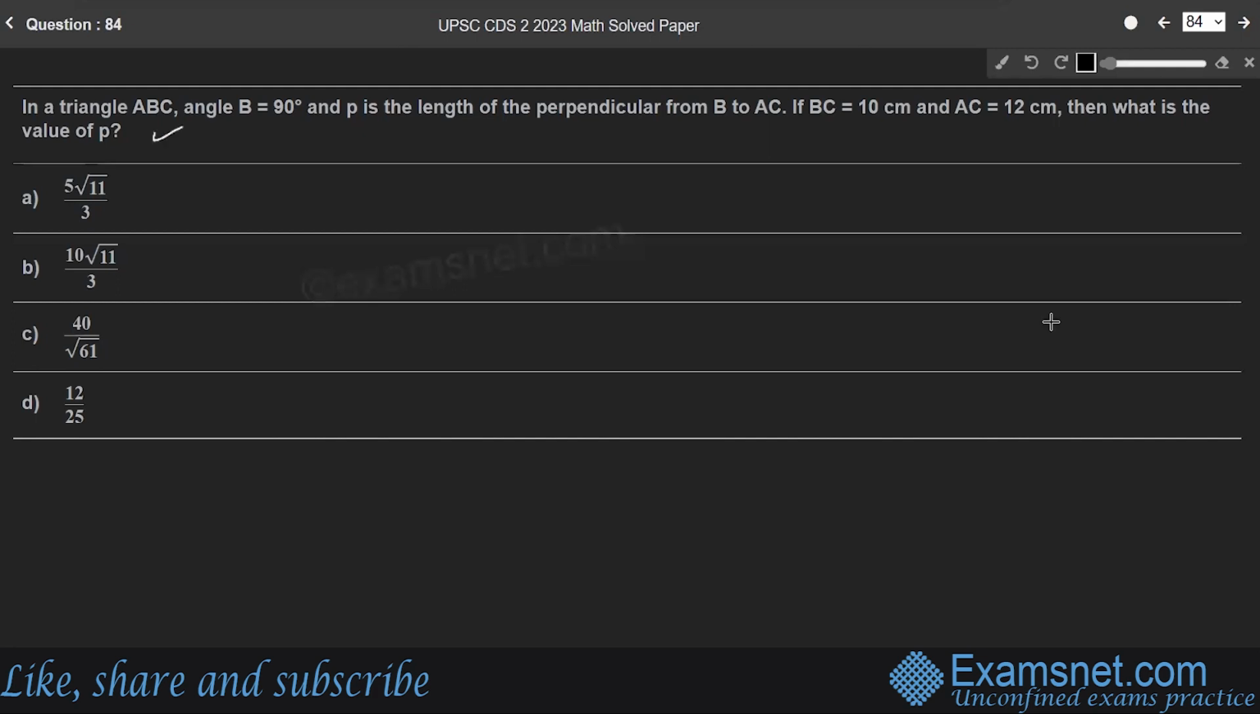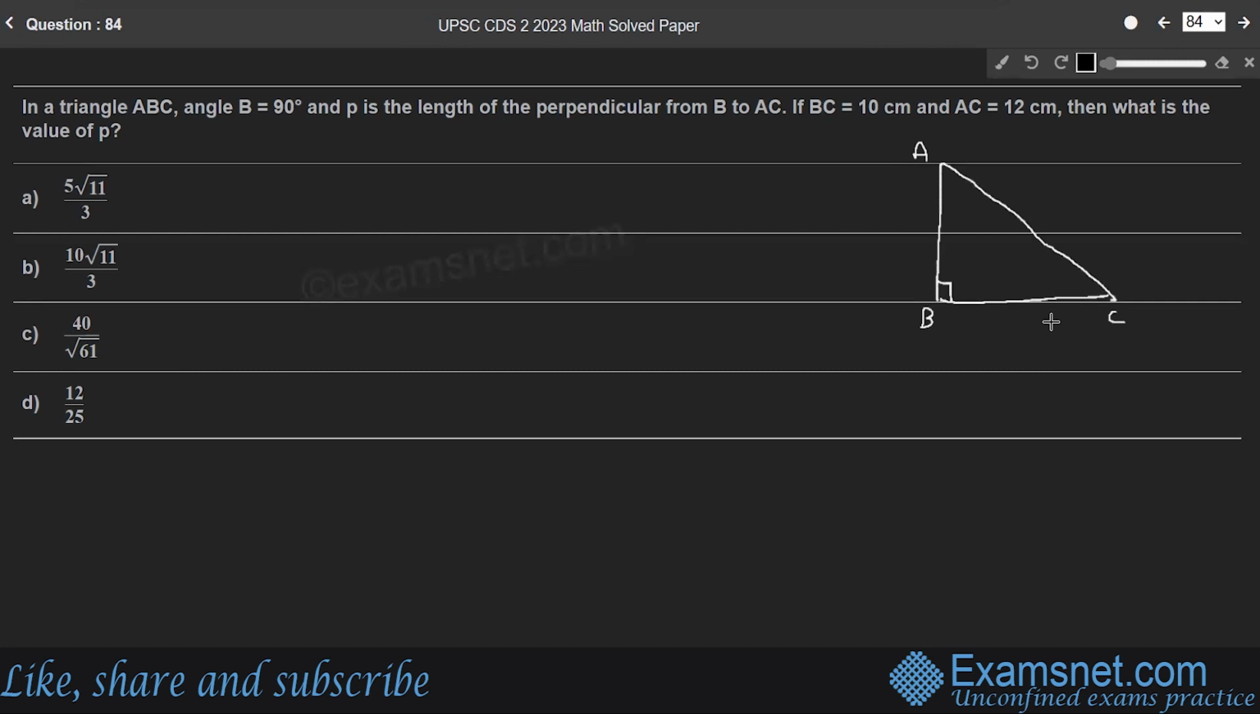Question 84. In a triangle ABC, angle B is 90 degrees and P is the length of the perpendicular from B to AC, and BC is 10 centimeter, AC is 12 centimeter. Then what is the value of P? So here we'll consider a triangle ABC, students, in which angle B is 90 degrees. This is A, this is C. We'll join A and C.